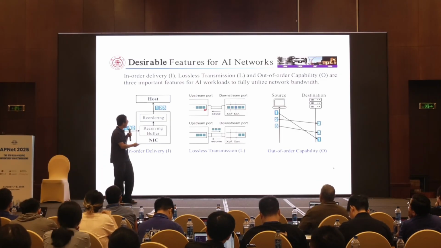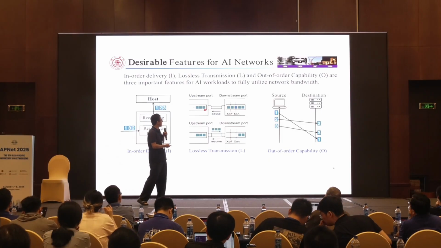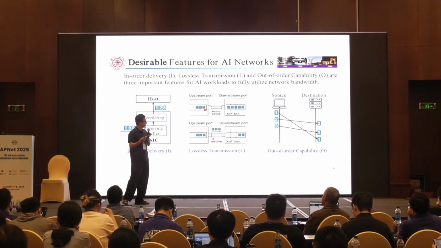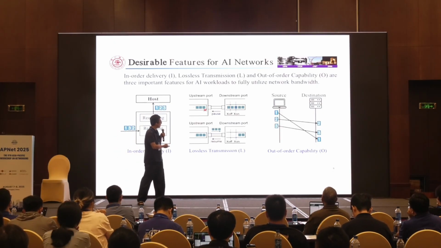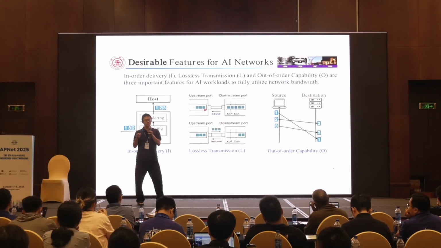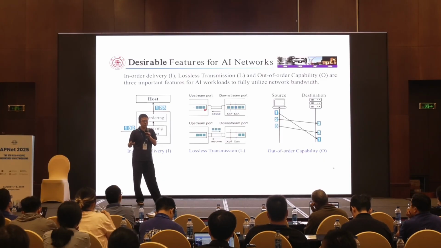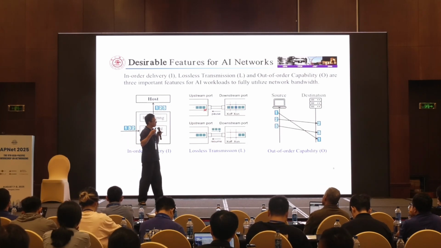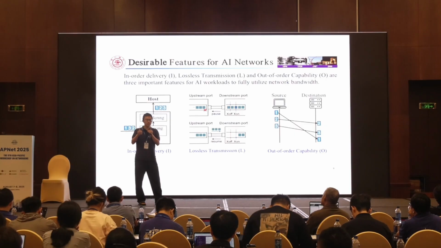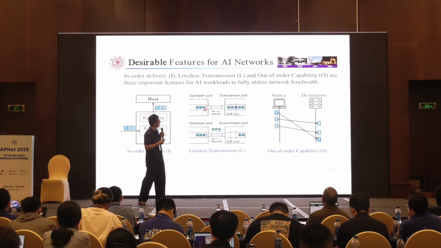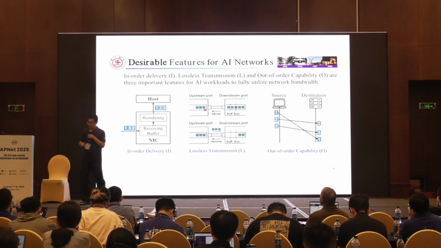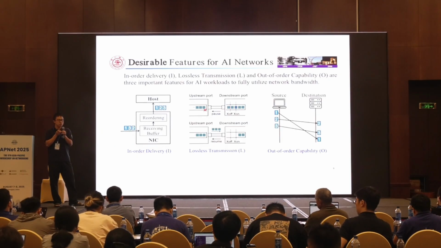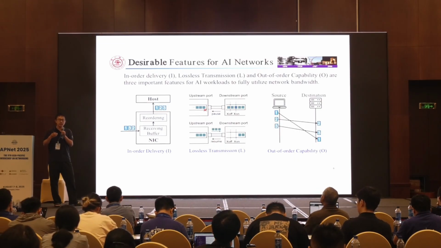The third one is out-of-order capability. I think the first two are pretty common. The last one describes the capability of using multiple paths, of doing fine-grained load balancing. The higher the out-of-order capability, the more out-of-order packet delivery can be tolerated by the network. So the out-of-order capability allows us to better utilize the network capacity.